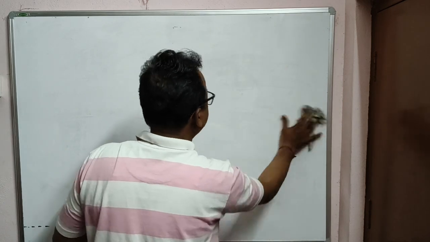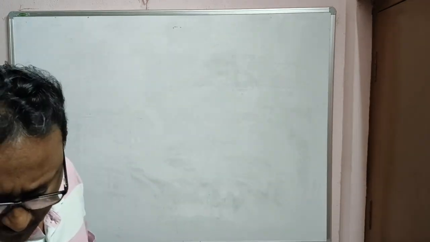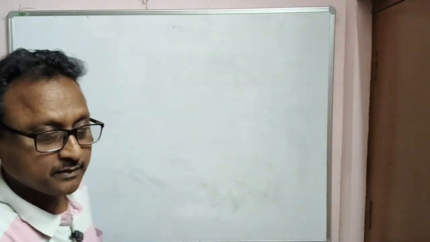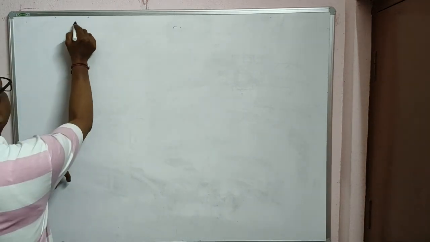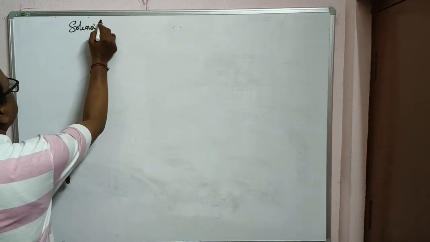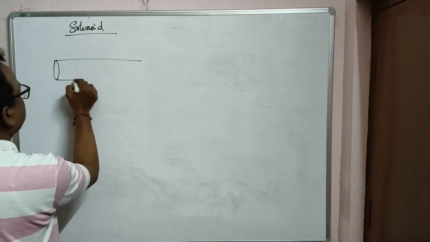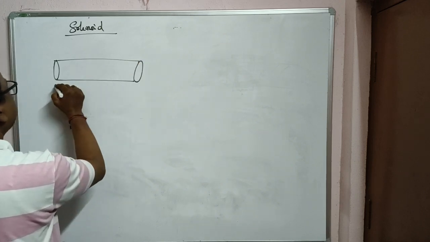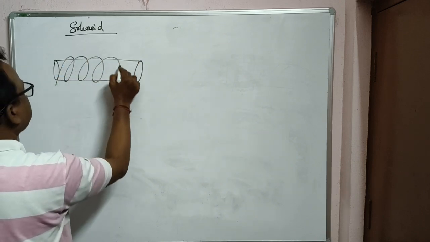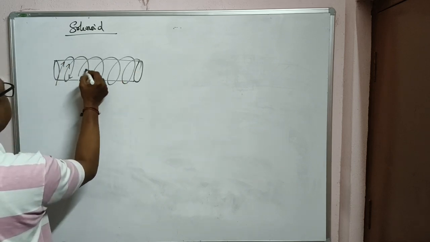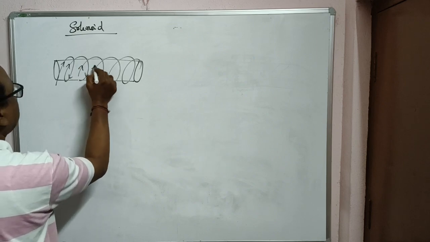Let us go to the next one. After knowing all these rules, let us go to the solenoid. What is a solenoid? Another important thing, the solenoid. A solenoid means nothing but a cylindrical structure on which a copper wire is wound in this fashion. So current will be carrying here.